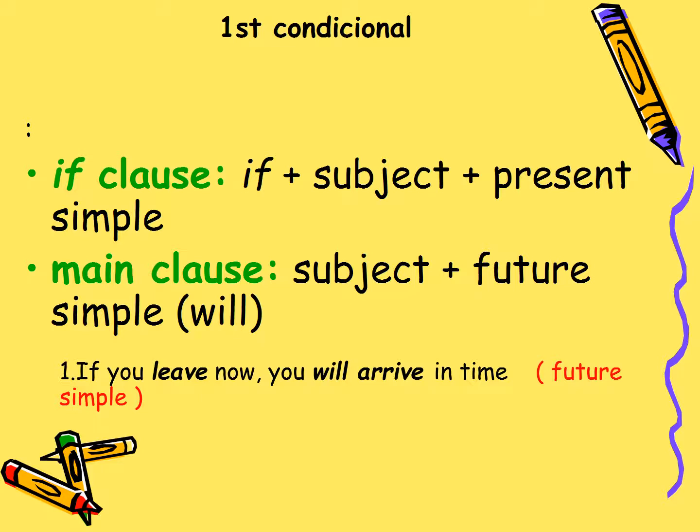The same as we used in the zero conditional. If we start the sentence with the if clause, we have to put a comma before the main clause. But when we start the sentence with the main clause, then there is no need to put a comma in the middle of the sentence.